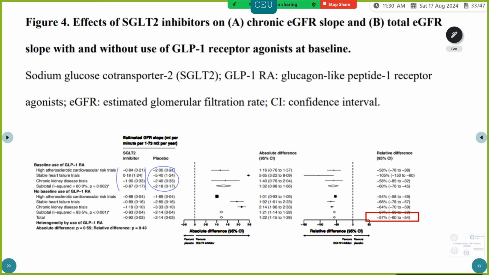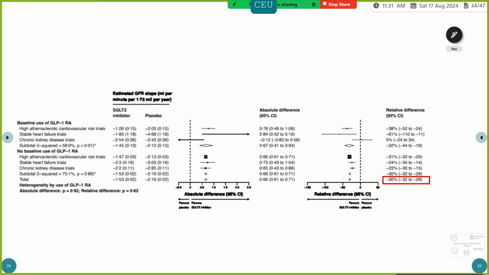Even if you look at the absolute difference or the relative difference, the relative difference was 57%. So there was that much of a reduction in the rate of fall of the glomerular filtration rate.